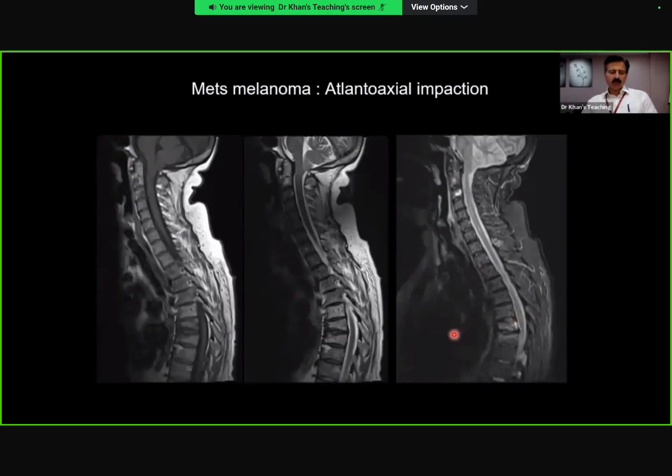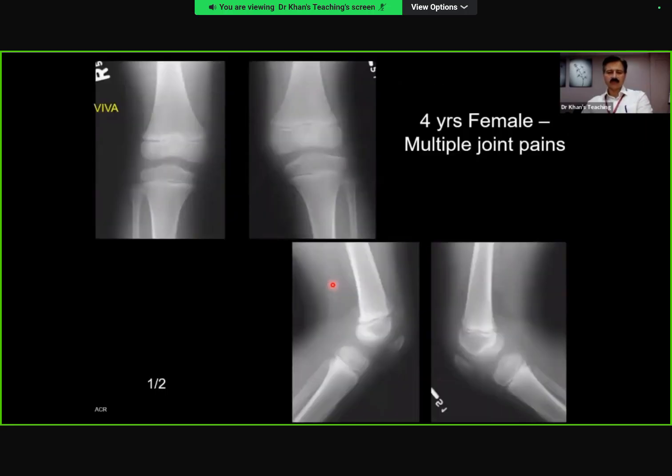Another example where this patient has got metastasis from melanoma, and you can see multiple metastases in the spine. But look at the foramen magnum and see how the dens has gone superior. So apparently the melanoma metastasis must have destroyed the occipital condyle or the lateral mass of C1.